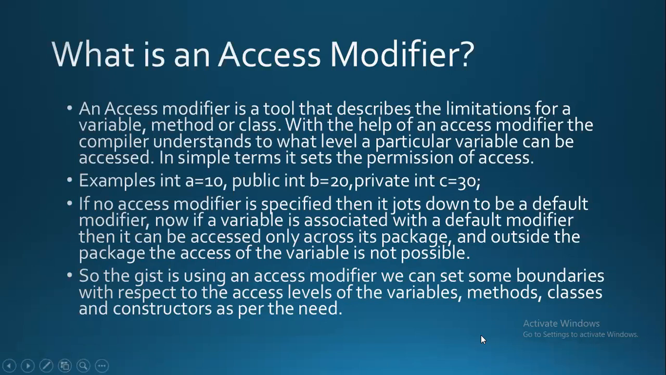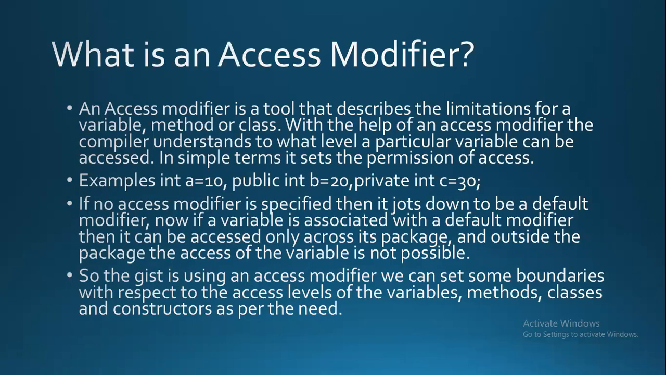What is an access modifier? An access modifier is a tool that describes the limitations for a variable, method, or class. With the help of an access modifier, the compiler understands to what level a particular variable can be accessed. In simple terms, it sets the permission of access.